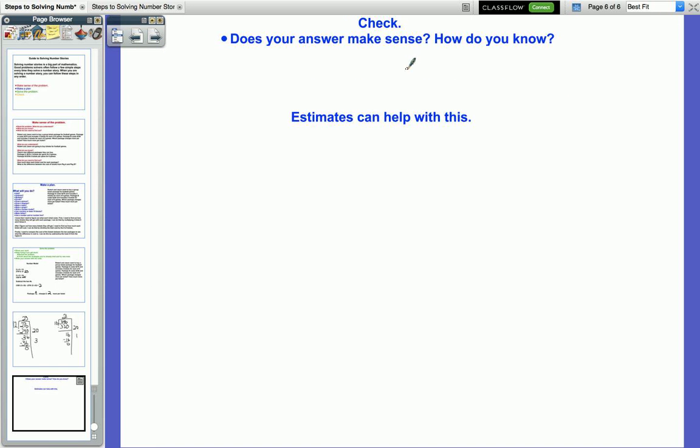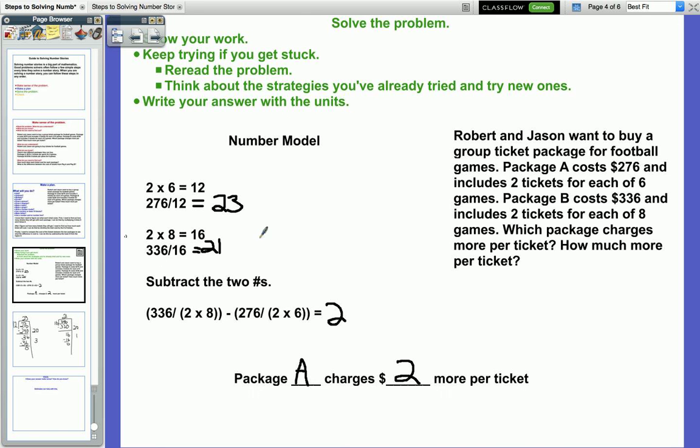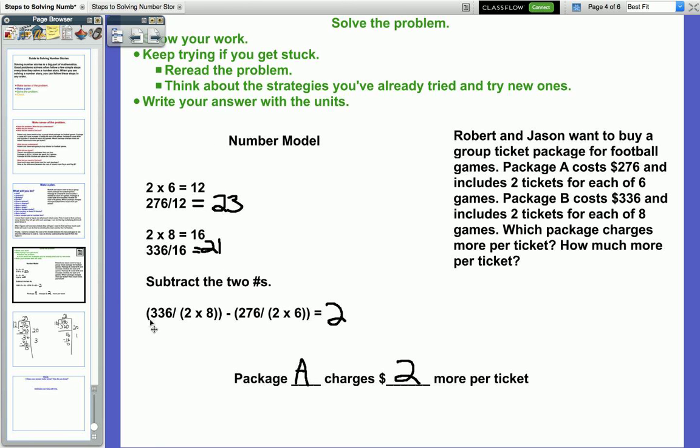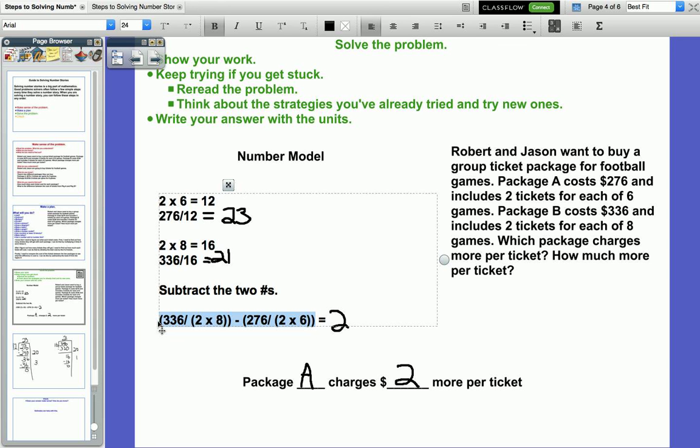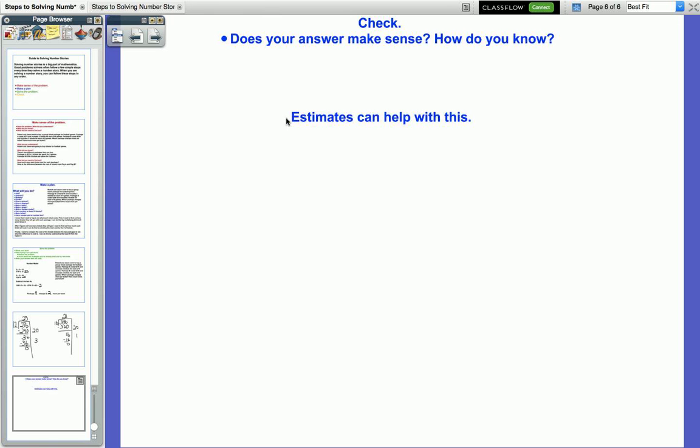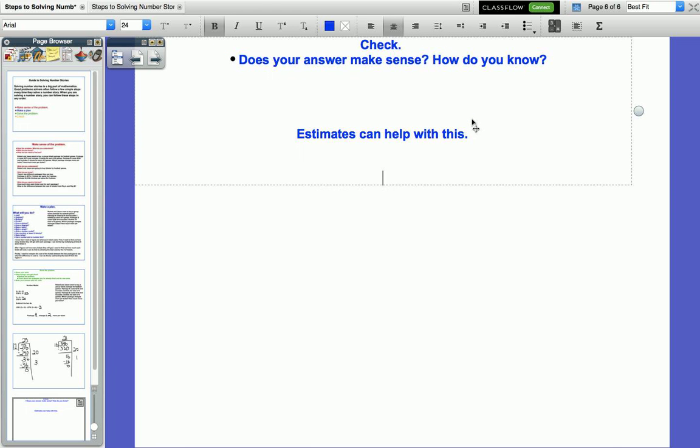Now, if we go to our last step, check. Does your answer make sense? How do you know? Okay, so one thing that we've talked about a lot is estimates. So if I wanted to do an estimate for this, I'm going to highlight my problem here and move it into my check page, maybe. Okay, now I want to make an estimate.